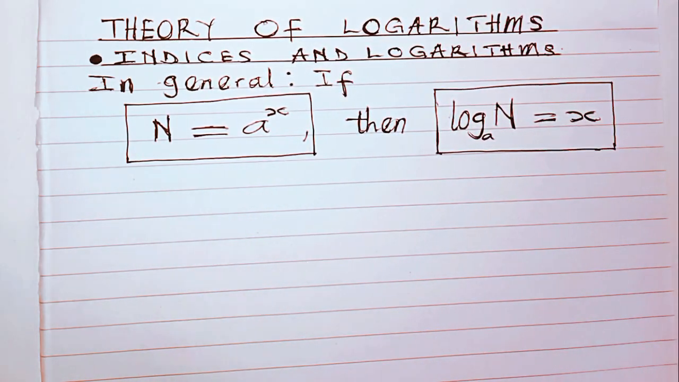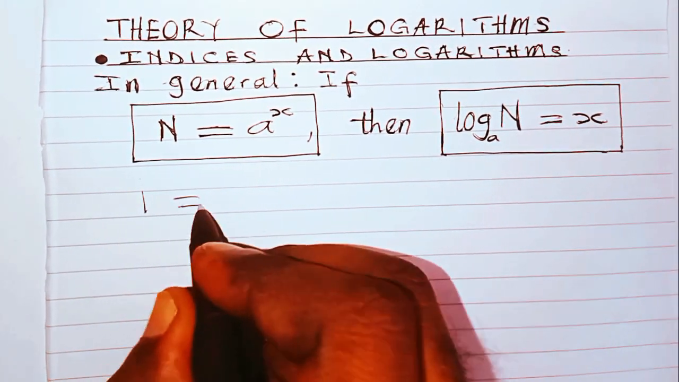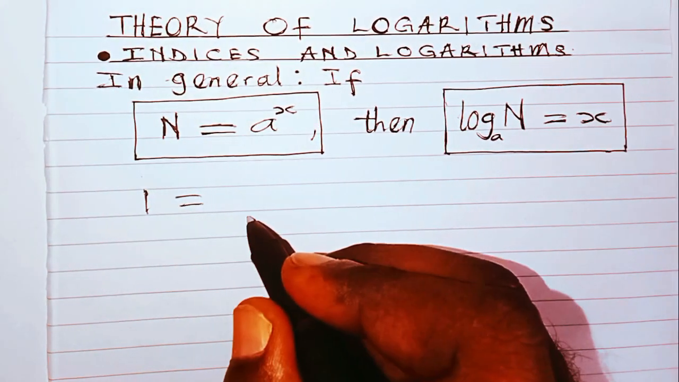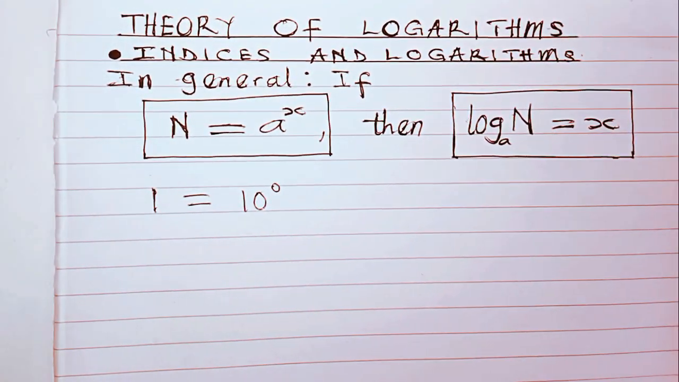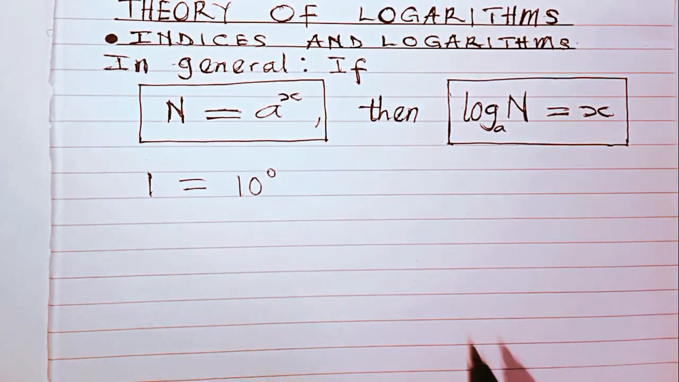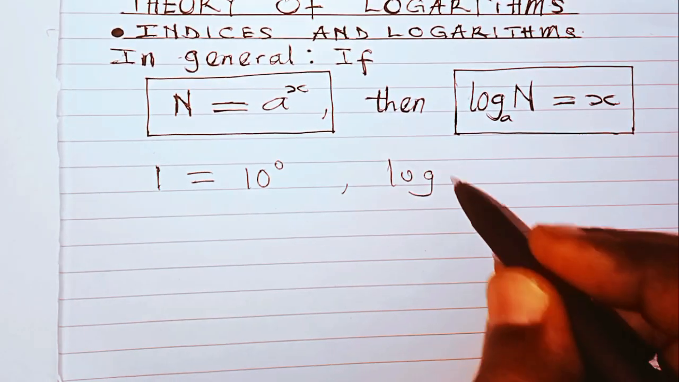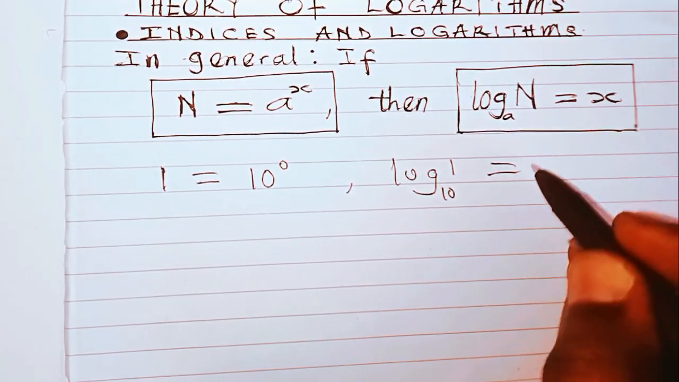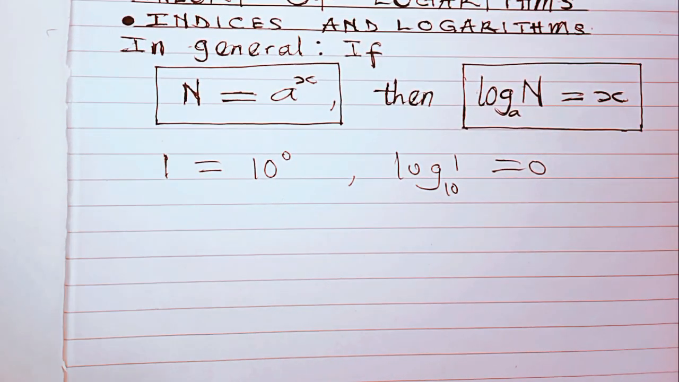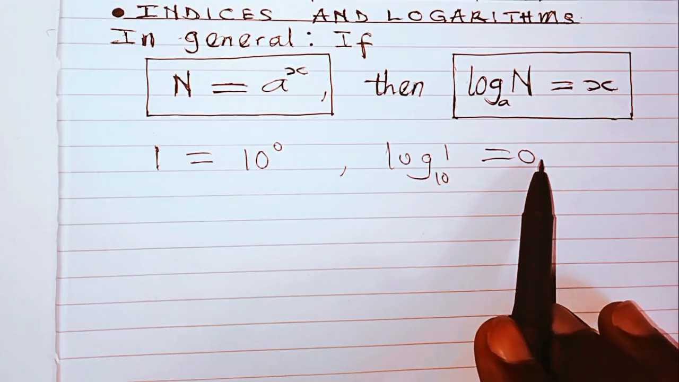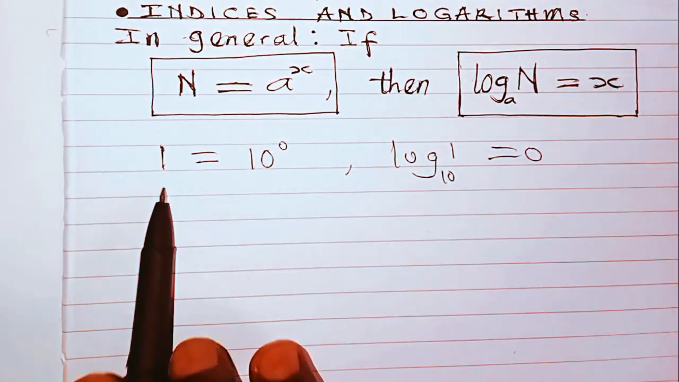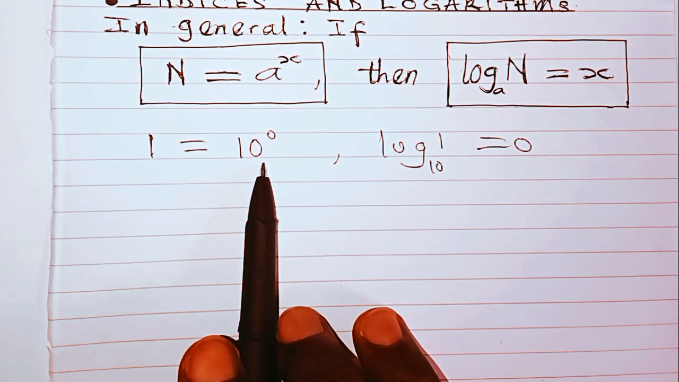Let's say if 1 equal to 10 raised to the power of 0, then taking this to log form is going to be log 1 base 10 equal to 0. So we can easily switch between the log form and the index form. That is 10 raised to the power of 0 equal to 1. This is absolutely one of the laws of indices that says anything raised to the power of 0 equal to 1.